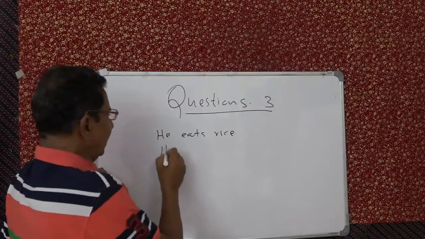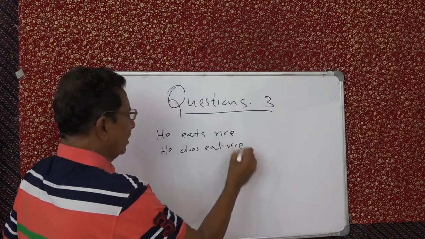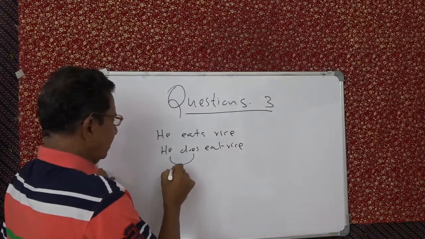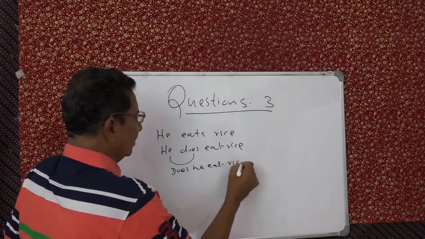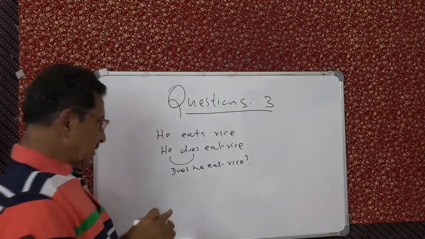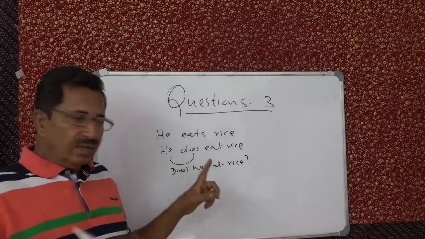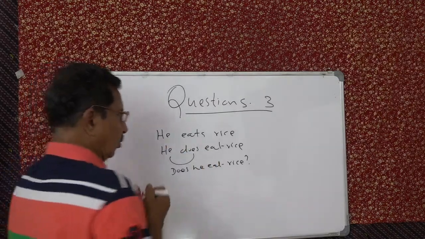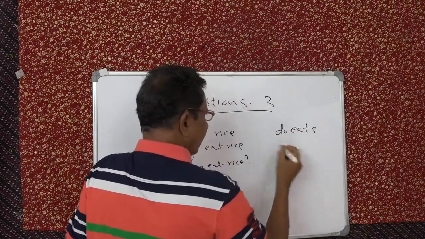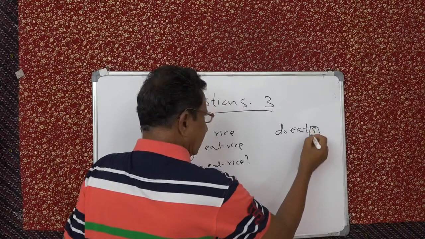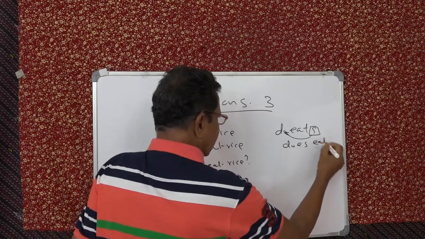Steps. He does eat rice. Then does he eat rice? So that is the question. We saw the steps. When the tense is a single word, you have to insert do. So here it is eats. You insert do here, then the tense marker is taken and added to do. That will become does. Does eat.